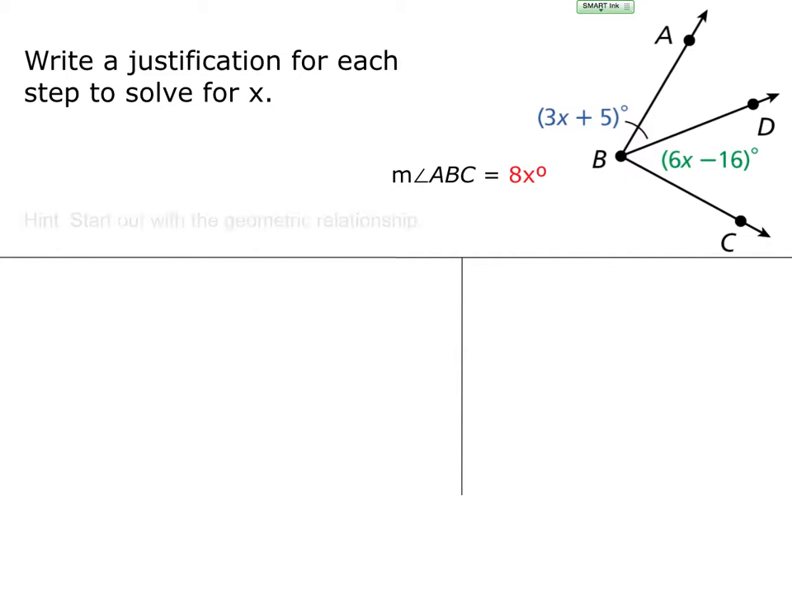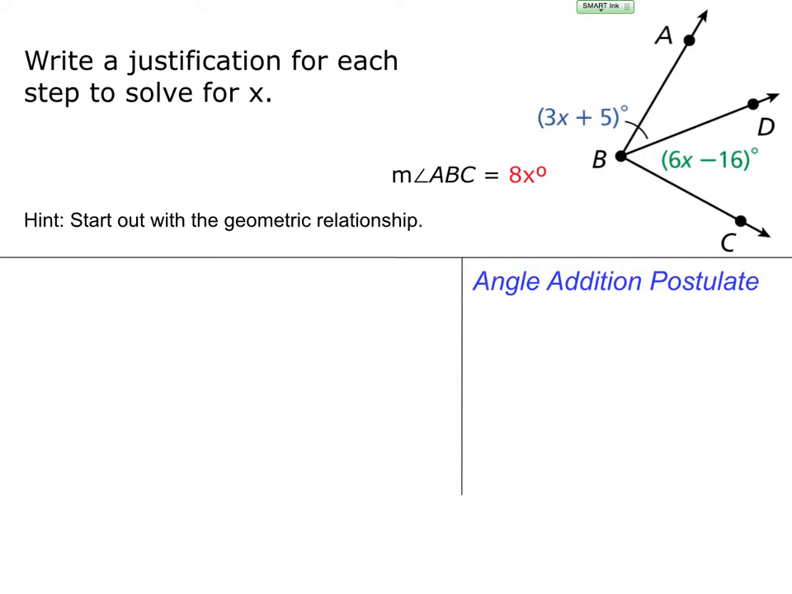Okay, now what is the geometry that we would use to begin this one? Because there's no given equation right here. There's some geometry that you need to start with. Is it gonna be segment addition postulate? Angle addition postulate is this one.